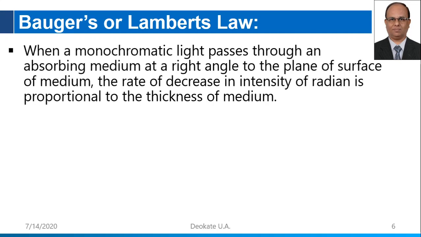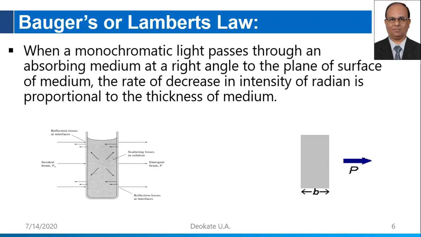When a monochromatic light passes through an absorbing medium at a right angle to the plane of the surface of the medium, the rate of decrease in intensity of radiation is proportional to the thickness of the medium. So if you see this thickness of the medium, as we are increasing this thickness, the intensity of the transmitted beam decreases. So I0 is the intensity of the incident beam.